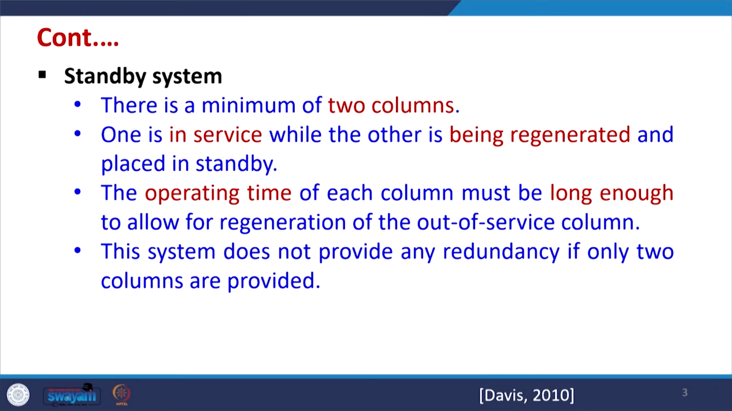The operating time of each column must be long enough to allow for regeneration of the out of service column. So, we always try to see that the column which is in operation is big enough that it should work for more than the duration required for regenerating the other column. So, this is one very important aspect. Both should not be equal. The out of service column should get regenerated much before the other one gets exhausted. This system does not provide any redundancy if only 2 columns are provided, etc.